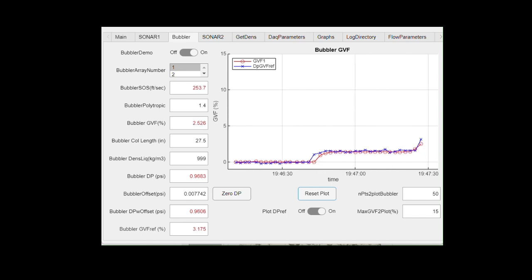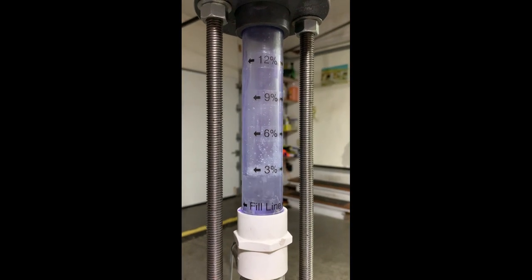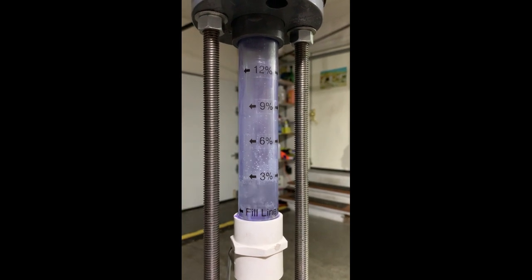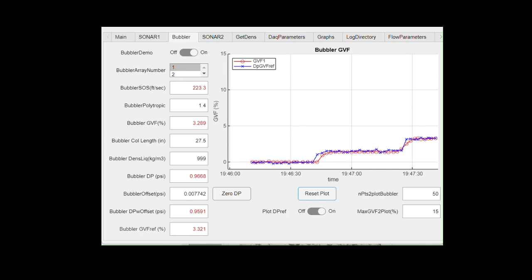As we increase the gas void fraction up to about 3%, a little more than 3%, the sound speed of the column of the mixture decreases to about 225 feet per second. And when we show the visual of the column, it's indeed about 3% gas void fraction.